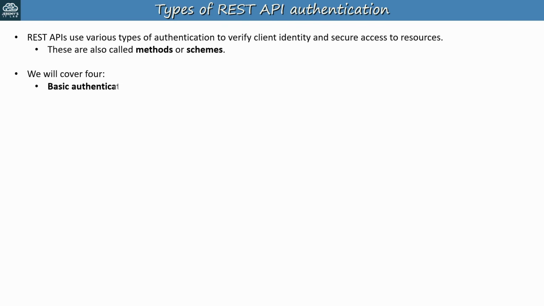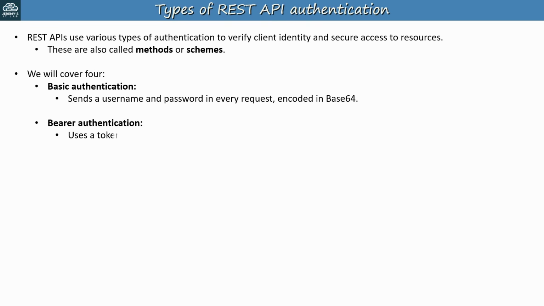The first method is basic authentication. As the name suggests, this is the simplest form of REST authentication. It sends a username and password in every request, encoded in base64 format. Note that encoding is not the same as encryption. I'll explain that in the next slide.